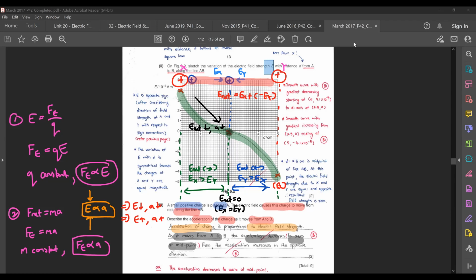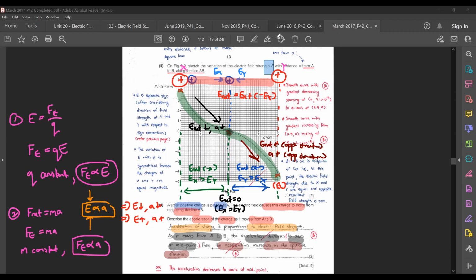Okay, but after that, what happens? If you keep on moving from here to here, your E net will actually start to increase, but in the opposite direction. You can say it's decreasing, but you can also say that it's increasing in the opposite direction, right? So your a is increasing in the opposite direction. That's why here you can say that the acceleration increases in the opposite direction. Okay, so there's one thing that you can actually see from here.